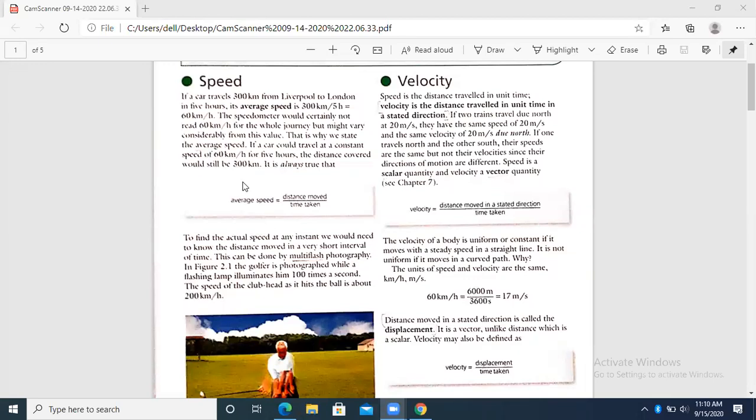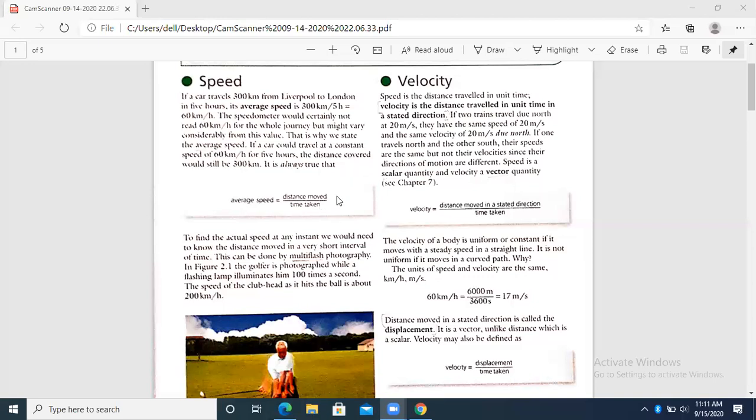Then how can we calculate the speed? Average speed is equal to total distance covered divided by total time taken. So by using that, we can find the average speed. Its unit is kilometer per hour, if you are measuring the distance in kilometers and the time in hours. But you know our SI unit for distance is meter, and for time is second. So the SI unit of speed is meter per second.